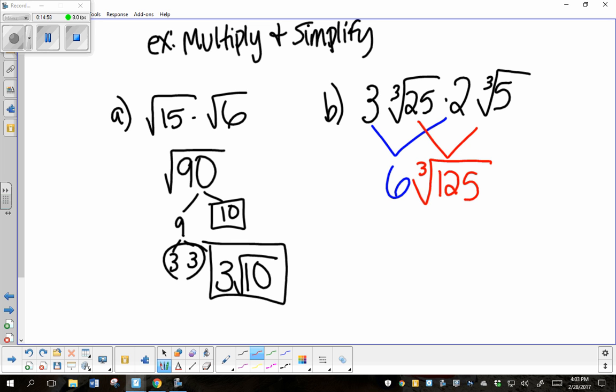Then, I'm kind of hoping we know in our head that the cube root of 125 is just 5, right? So this is just 6 times 5, which gives us an answer of just 30. That's it. That one simplified really nicely.